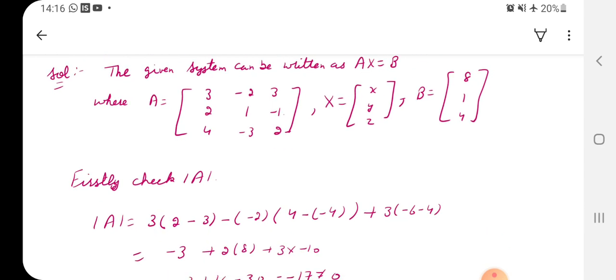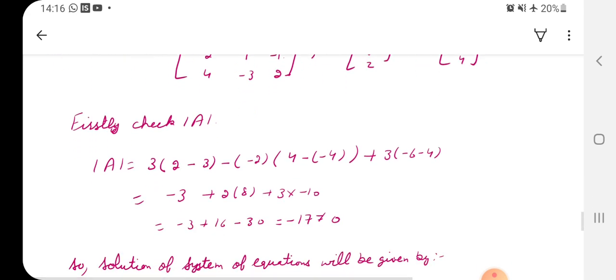Now to find the solution of the system of equations, we have to check whether A inverse exists or not. First of all, for A inverse to exist, we have to check the determinant, not the derivative, determinant. So now check the determinant.